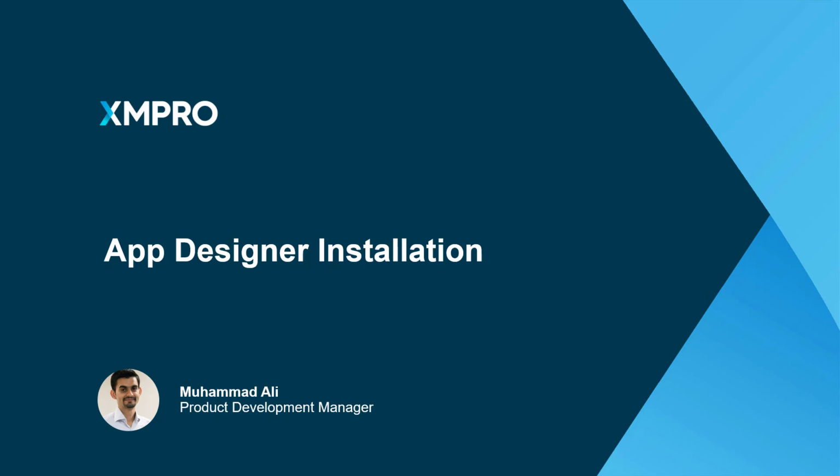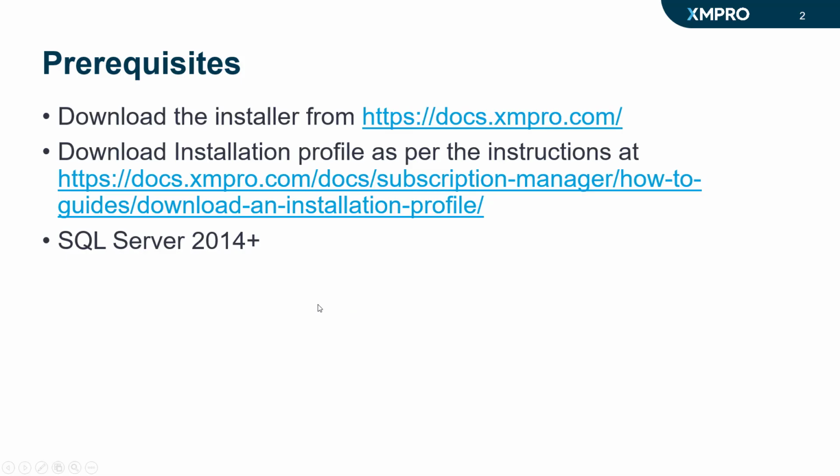In this video, we will be looking at App Designer installation. In order to install the App Designer, there are some prerequisites. First of all, you must download the installer from this website, and then you need to have the installation profile from your subscription manager. Instructions on how to download an installation profile can be found in this link.